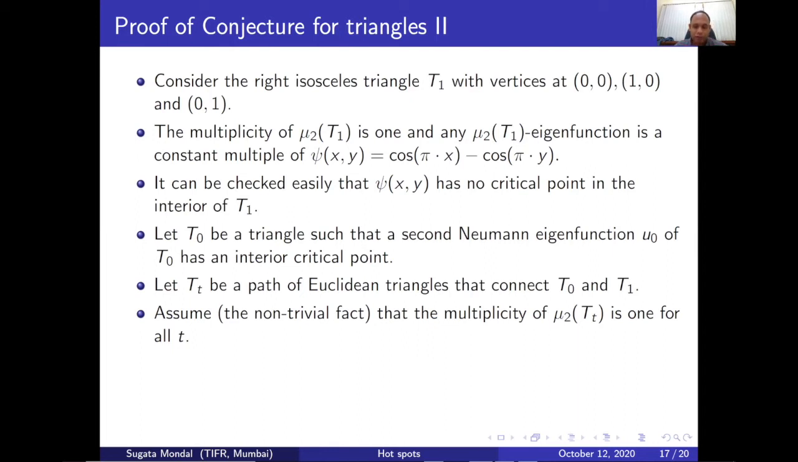For example, for obtuse triangles, this is a result of Formulation and Berzy. For isosceles and right triangles, this is due to Miyamoto. And for other acute triangles, this is a result due to Sugata.